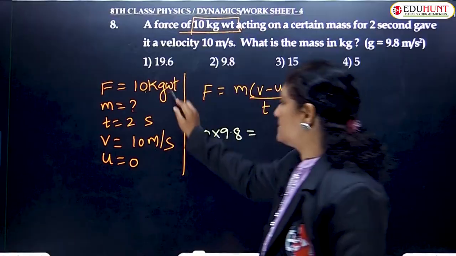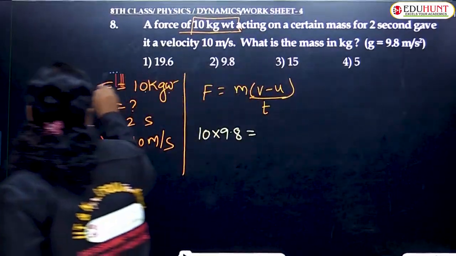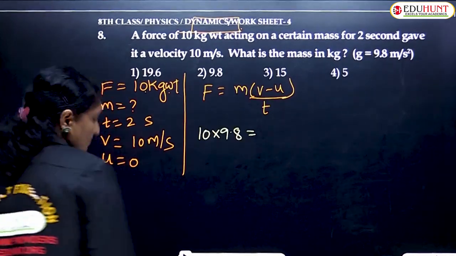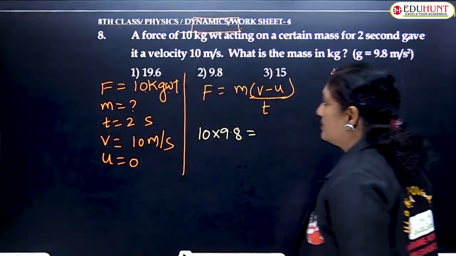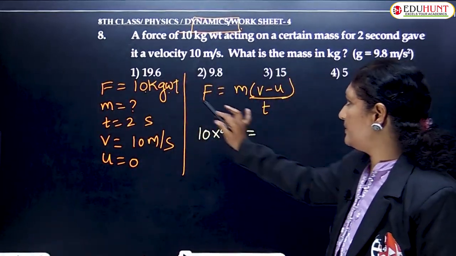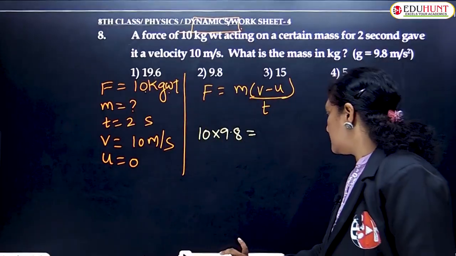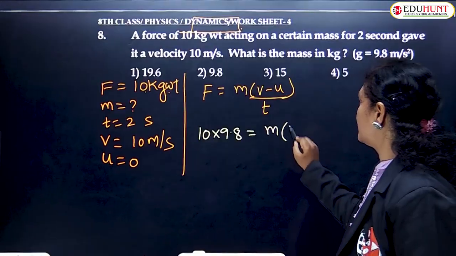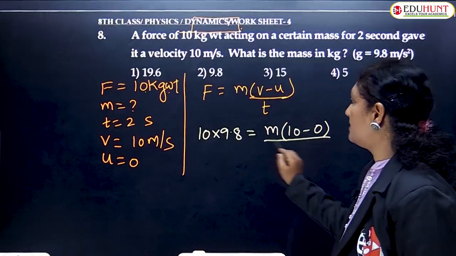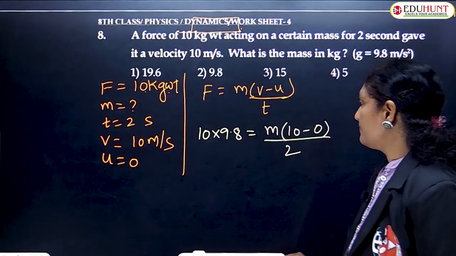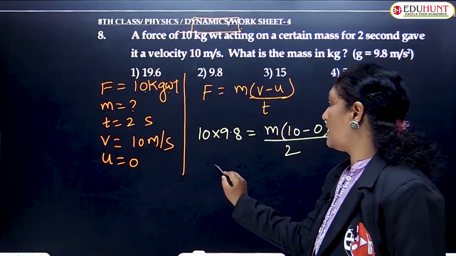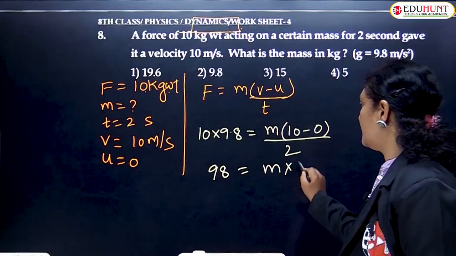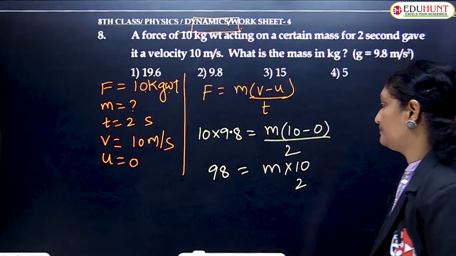Okay. So force F is nothing but 10 kg weight, which means 10 into 9.8 newtons. Mass how much? Unknown. V how much? 10. U 0. Time is 2 seconds. Okay. So 9.8 into 10 is how much? 98 equals M into (10 minus 0), which is 10, upon 2.